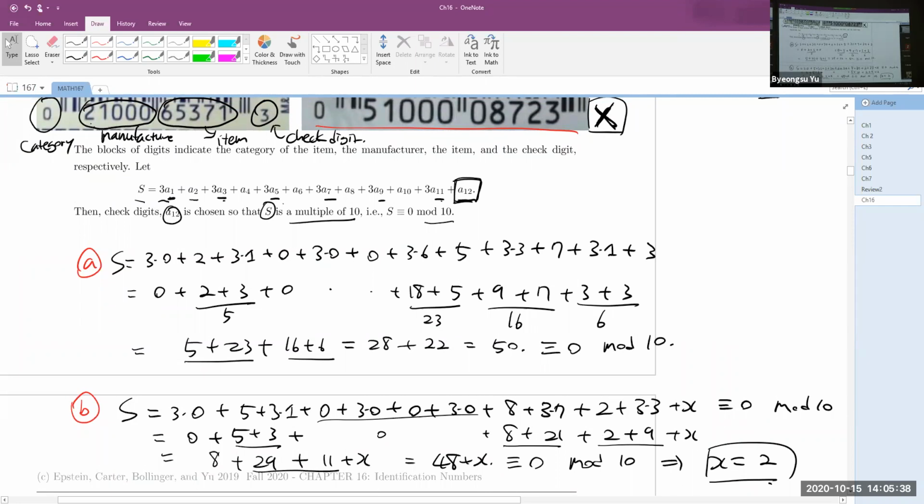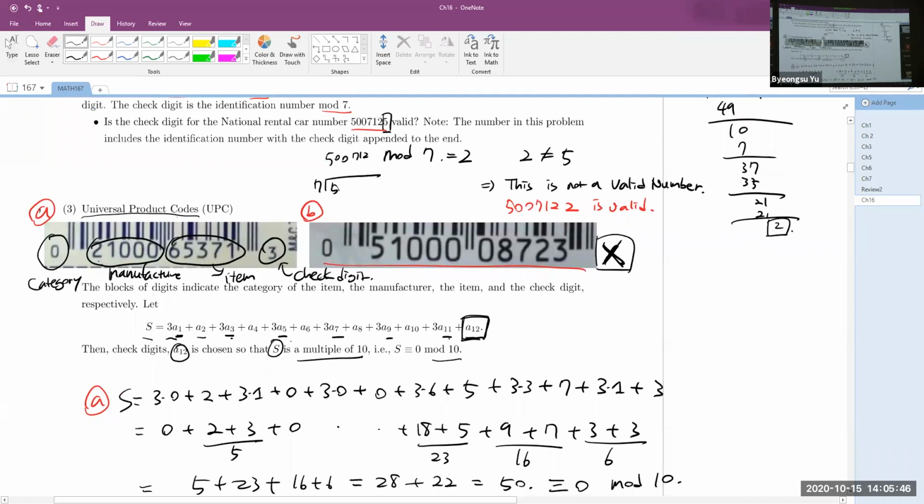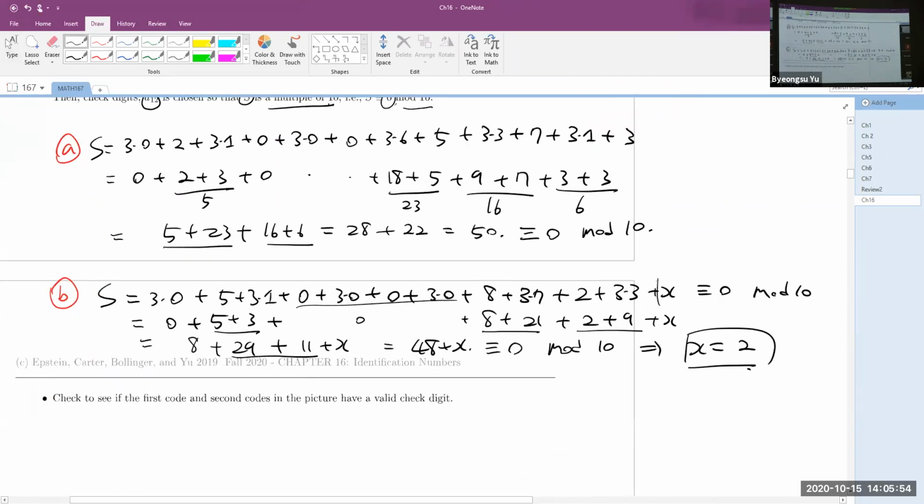Two questions. So how did I get to the end? Because in the universal product code, S mod 10 should be 0, right? But without your, I just put X and 48 plus X, right? So to make this code valid, 48 plus X should be 0 mod 10, right?